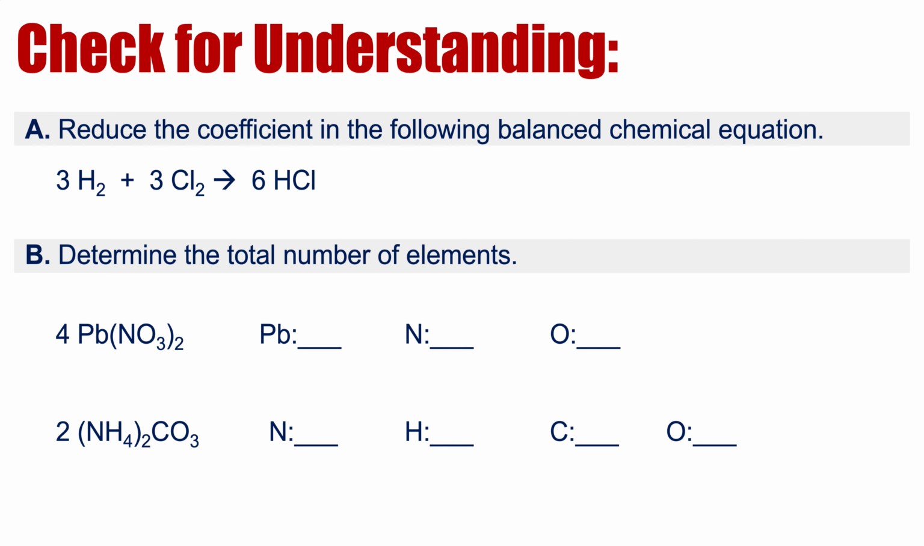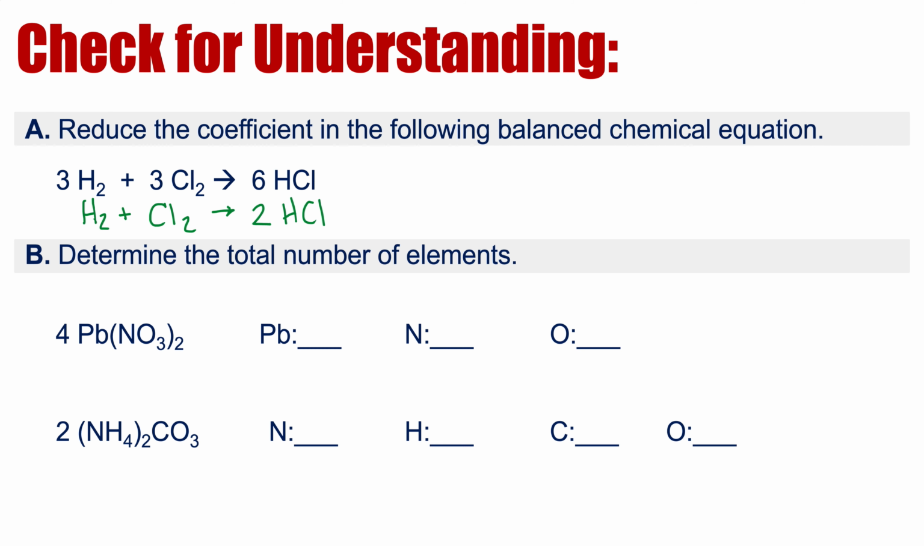The first one asks you to reduce the coefficients in this chemical equation. So we have a 3, a 3, and a 6. That reduces down to a 1, a 1, and a 2. Notice how I didn't write the ones. By leaving the ones blank, it implies that the coefficient is a 1.